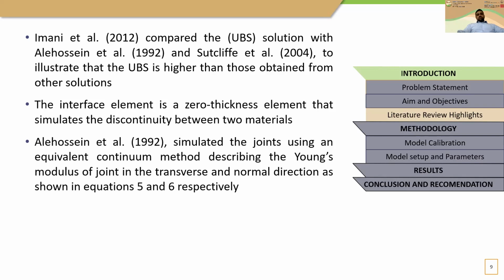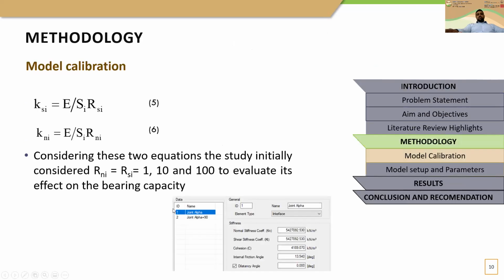Alwis et al. simulated the joints using an equivalent constraint method, and described the Young's modulus of the joint in the transverse and normal direction as equations 5 and 6. We are using the same equations to convert to our joint normal stiffness and shear stiffness, as you can see here, and we varied the Rn and Rs coefficients, which are constants. E is the modulus of elasticity of the rock, and S is the spacing of the joints.